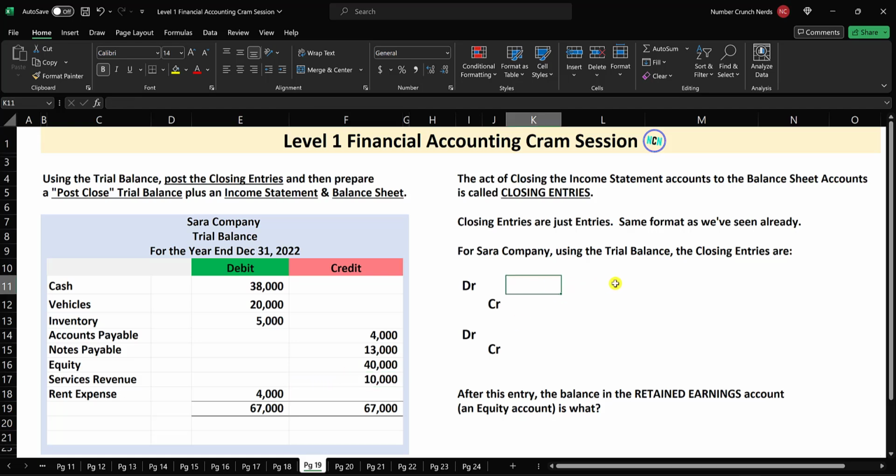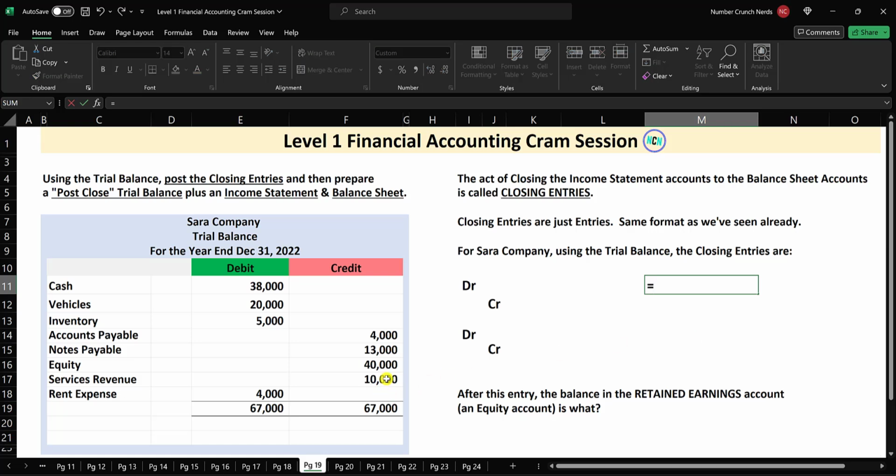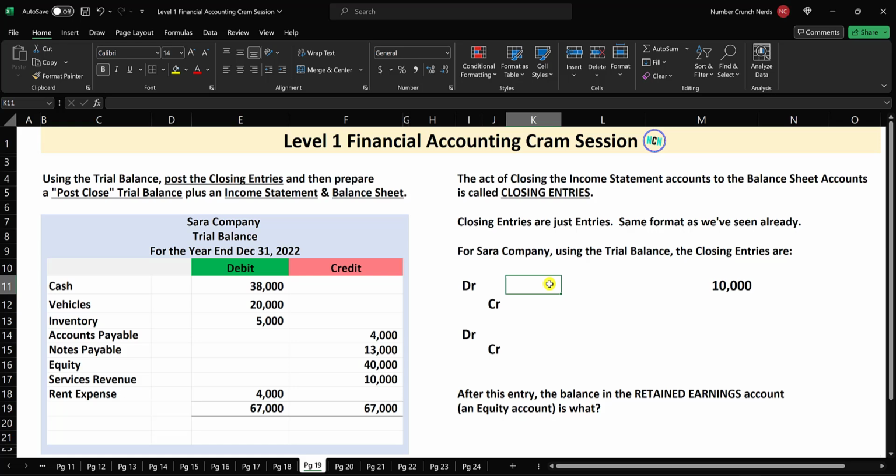All right. So I'm going to go up here and I'm going to, for 10,000, debit services revenue. And I'm just going to link this right here. There we go. Services revenue. I debited that for $10,000. That means the credit balance that's here is going to go to 0 because I just entered a debit.